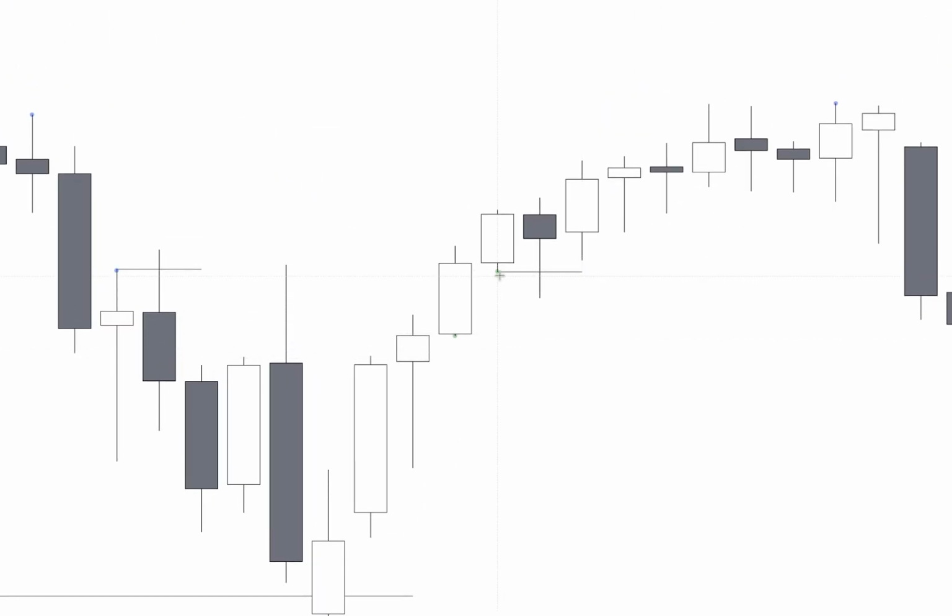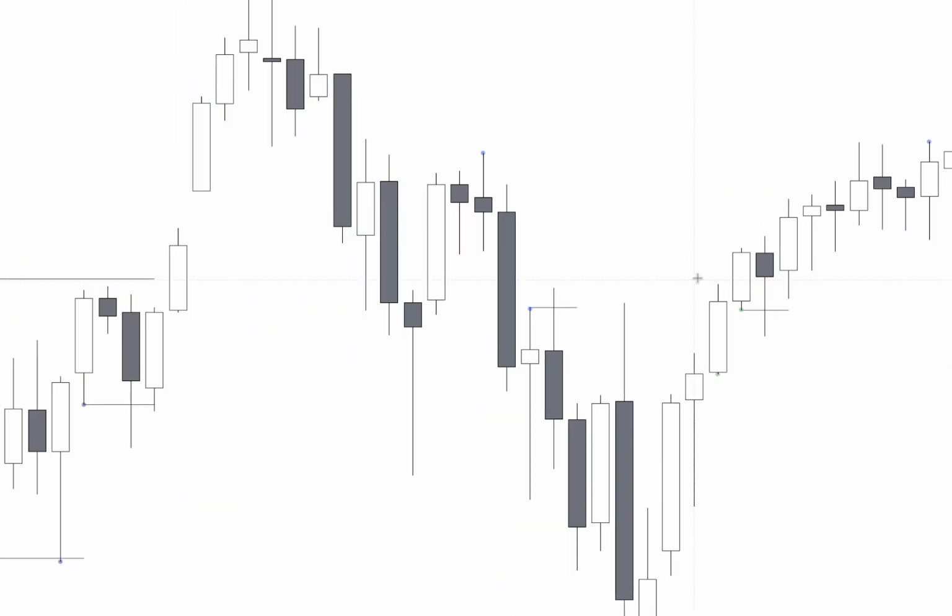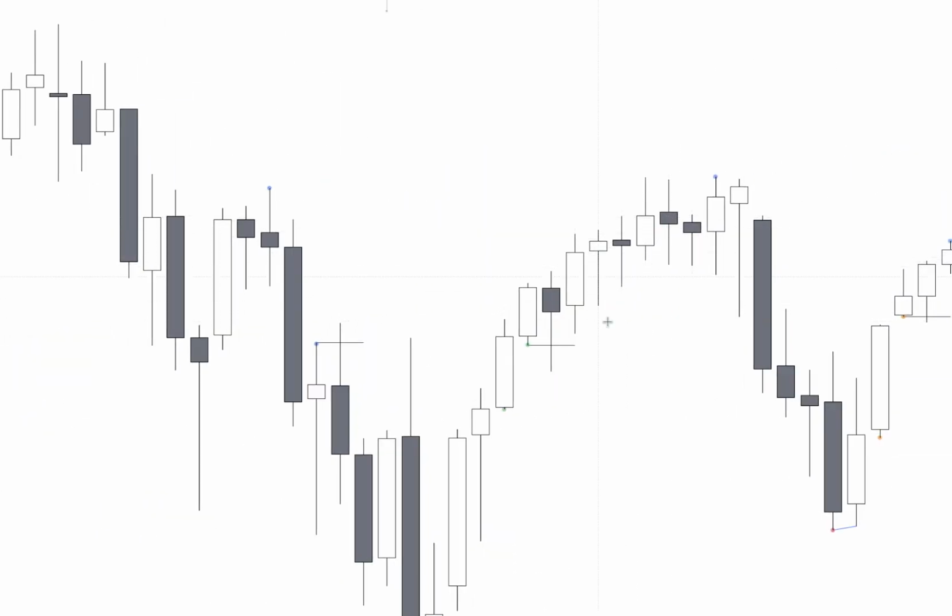Another one is this swing point and that swing point. So whenever you see price trade into it, again, it goes away. This one it didn't do much, but you know what I'm saying.